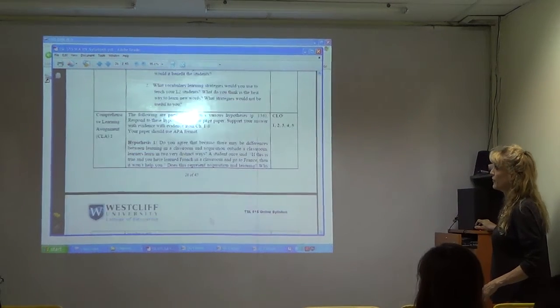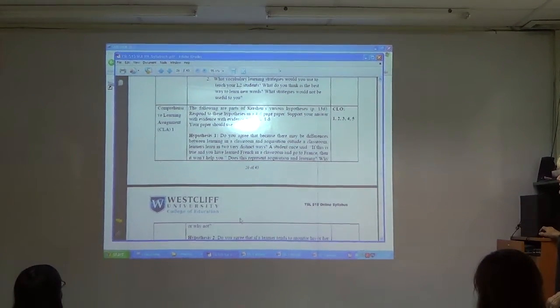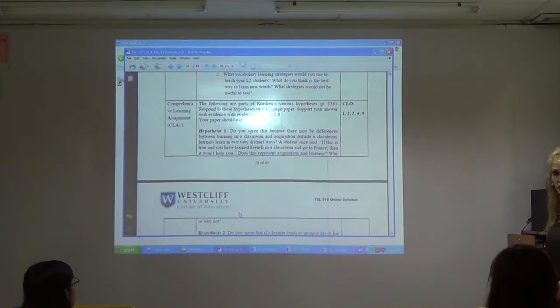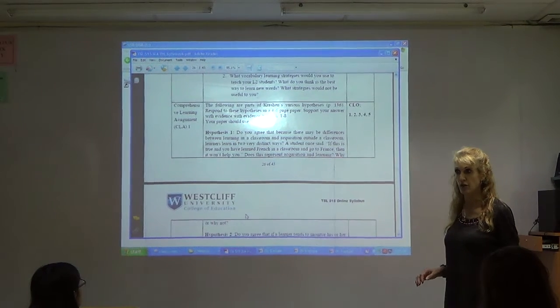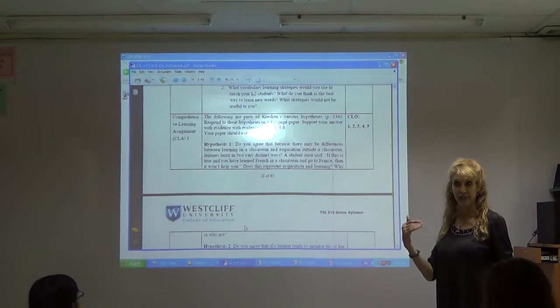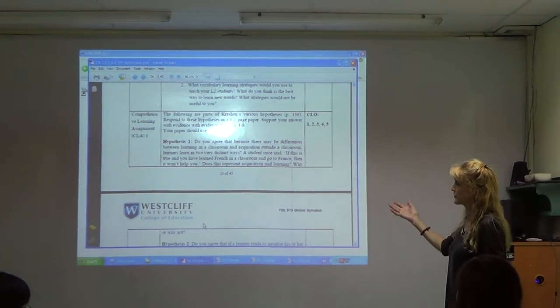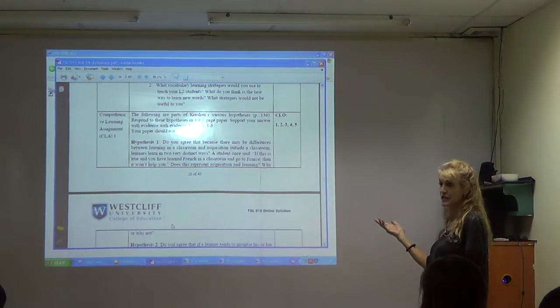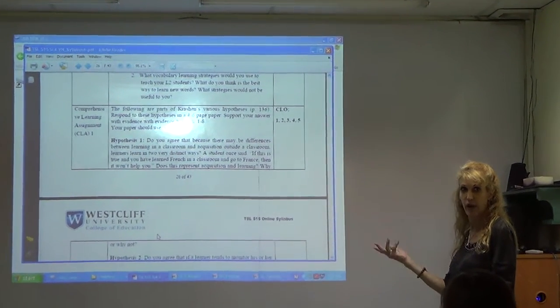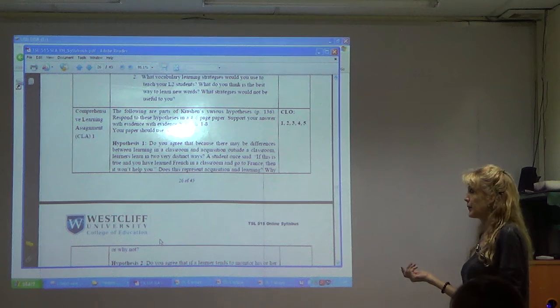Asked about form. So the question is about Krashen, right? We talked yesterday about Krashen's monitor model, and he had 5 different hypotheses in his monitor model. And so this CLA asks you to talk about 3 different hypotheses.